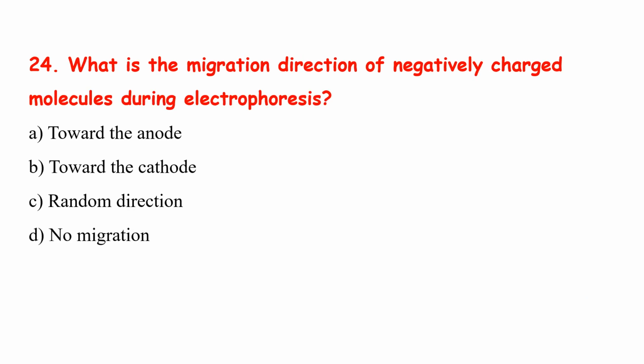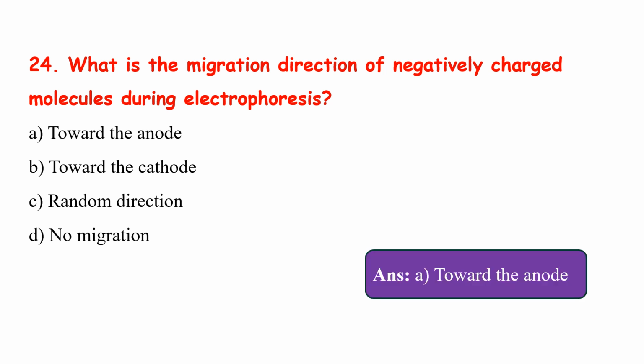What is the migration direction of negatively charged molecules during electrophoresis? Toward the anode, toward the cathode, random direction, no migration. The correct answer, toward the anode.